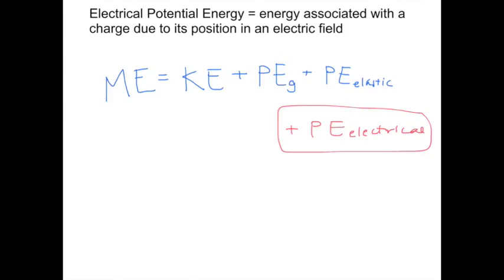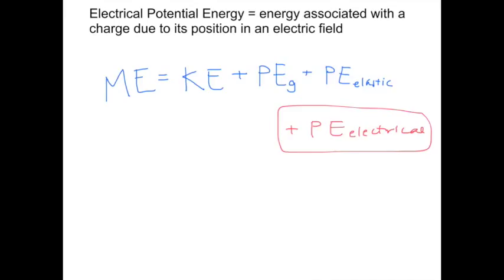So I discussed before that electrical force is similar to gravitational force in that it is a field force. Electricity is also similar to gravitational force in that it has potential energy associated with it. So electrical potential energy is defined as the energy associated with a charge due to its position in an electric field. And basically what that means is that we're going to have to account for electrical potential energy when we're adding up the total mechanical energy.